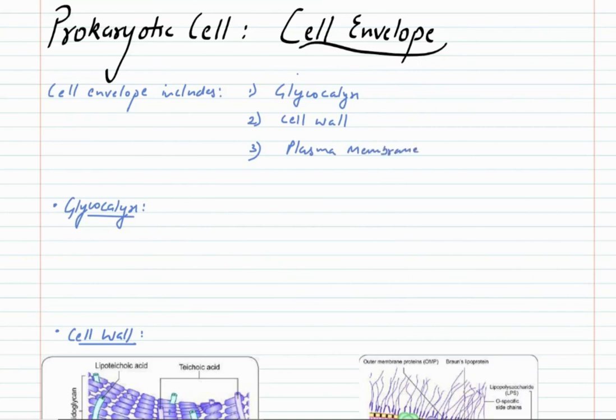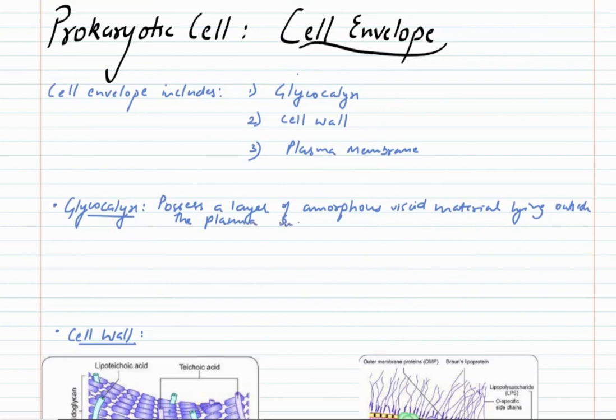Now, certain bacteria possess a layer of amorphous, viscid material lying outside the plasma membrane and cell wall. This layer is known as the glycocalyx.